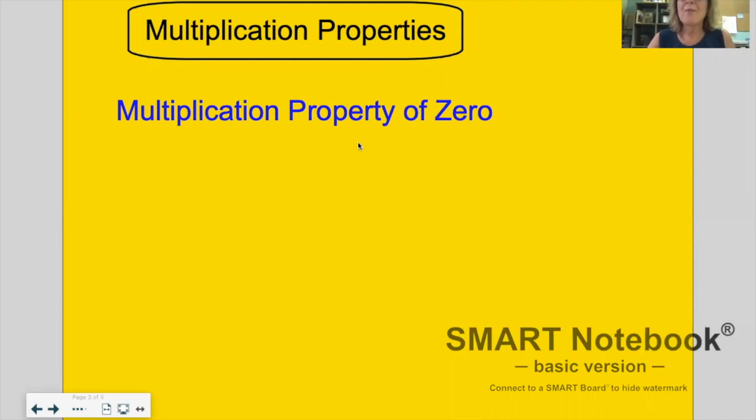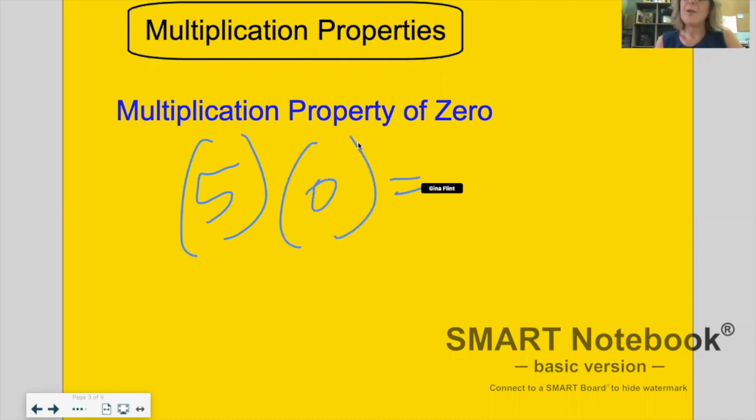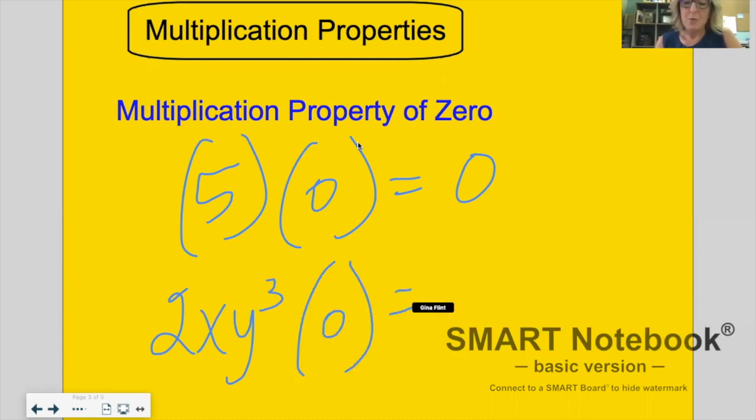So the next property we need to talk about is the multiplication property of 0. And just like it sounds, anytime you multiply by 0, you get a specific result. If you had 5 and you multiplied it by 0, you get 0. If you had 2xy cubed and you multiplied it by 0, you would get 0. It doesn't matter if it's a numeric quantity or an algebraic quantity.